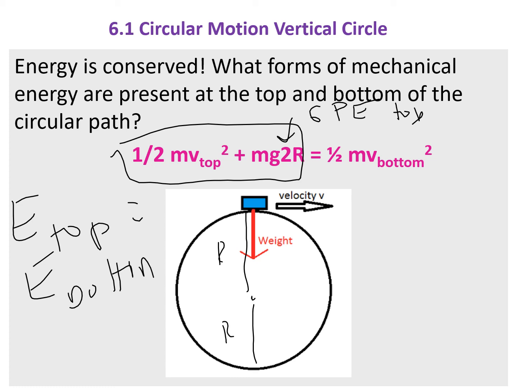It doesn't matter how high up the circular path is, the object can't escape the circle, okay? So this energy at the top must equal the kinetic energy at the bottom. That means that the energy is conserved. 1/2 mv squared at the top plus mg2r at the top equals 1/2 mv squared at the bottom.